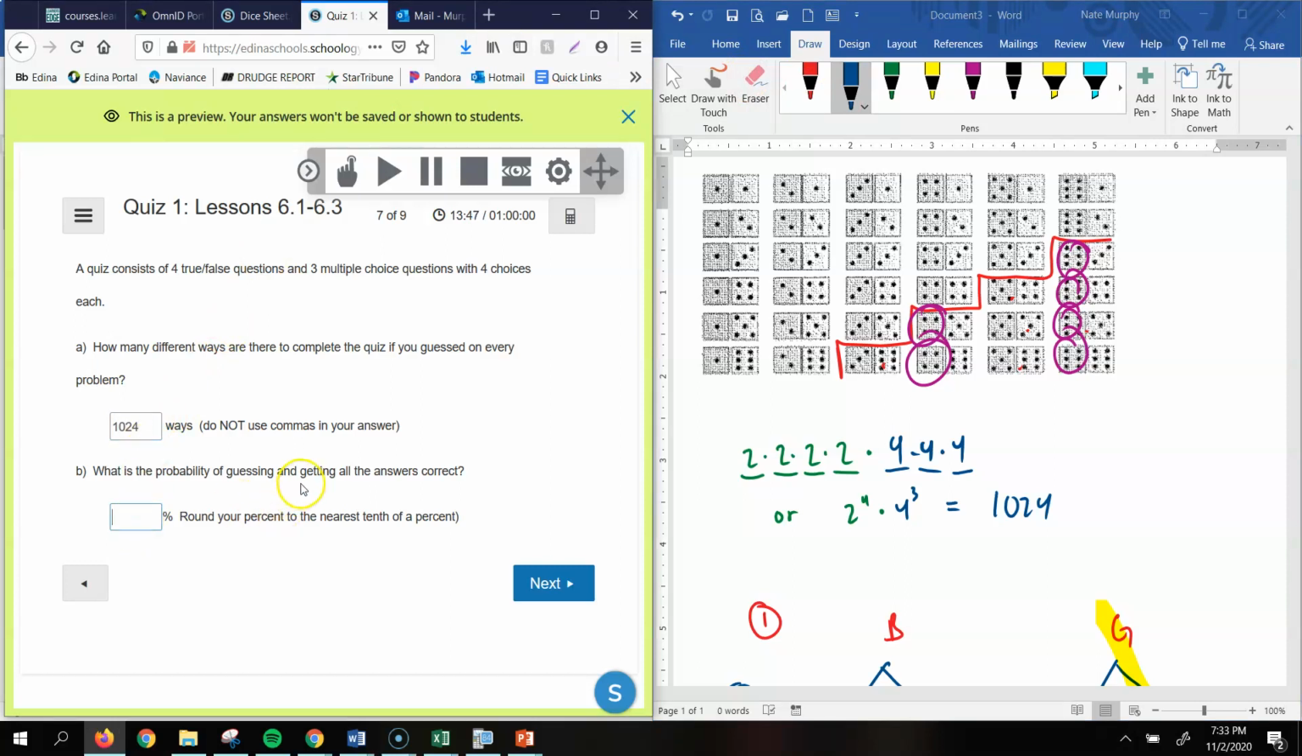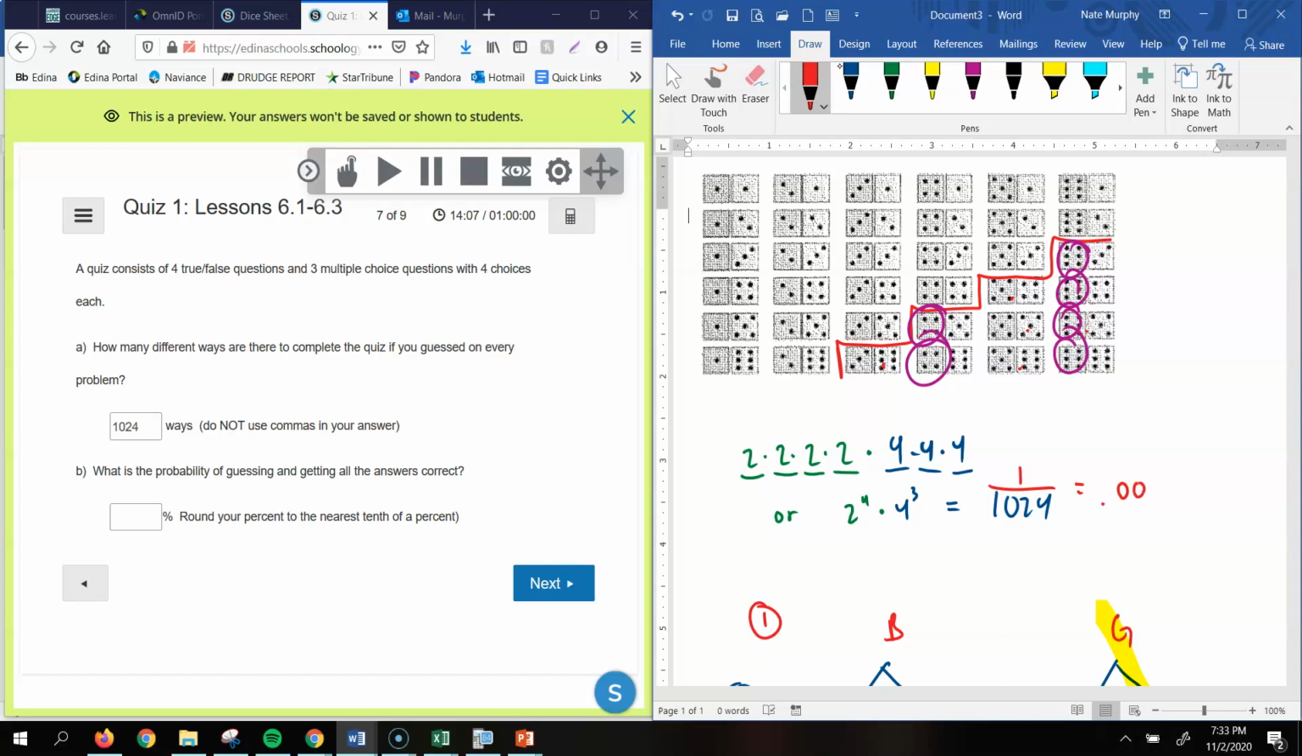What is the probability of guessing and getting all the answers correct? Well, there's only going to be one way to do that. There's only one correct answer key, so it'll be 1 over 1,024. And if you do that on your calculator, we want to make sure you know how to round to a good decimal, because it says round to the nearest 1/10 of a percent.